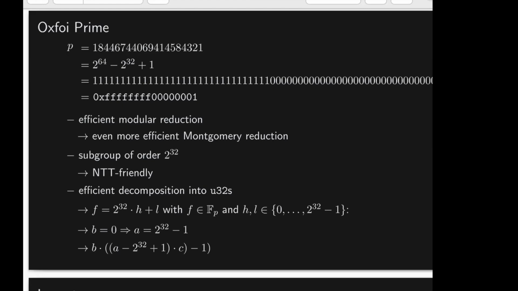And lastly, but not least, we have an efficient decomposition into U32s. So if I give you two U32s and I say these represent a valid field element, what I'm really trying to say is that if you concatenate their bits, then you get a number that's smaller than P. And because P has this fantastic structure, there's a very efficient way to prove this. And so going from field elements to U32s and back is very simple. And this is, in fact, the main reason why we use this prime.